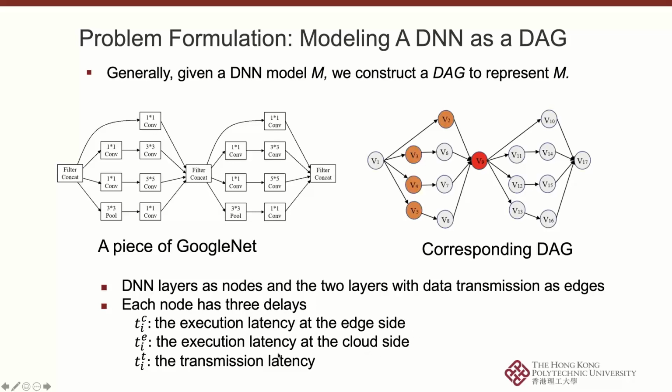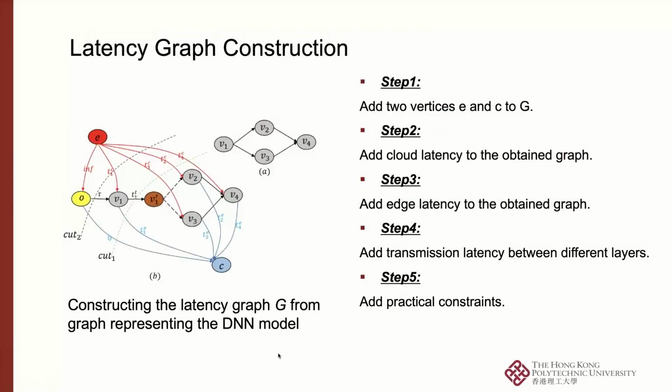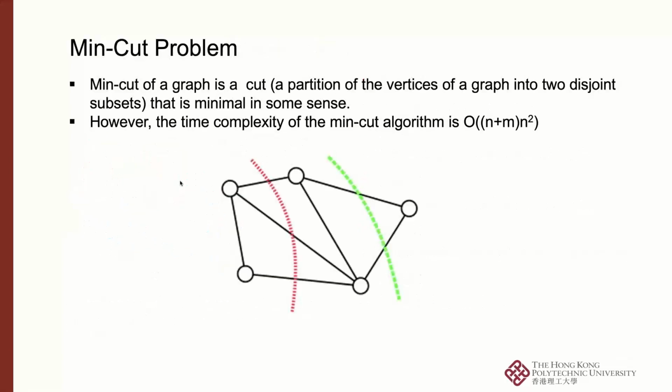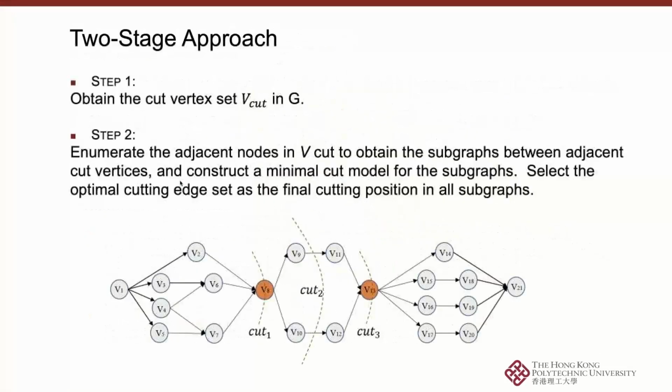Okay, so using this idea, we can construct a graph, and in the graph we assign some of the links the computational time on the cloud, some of the links the computational time on the edge, and other links connecting two nodes the transmission delay, and eventually we can find the partition. For example, the left portion will be running on the edge, and the right-hand side will be running on the cloud. This is transformed into a classical minimum cut problem, and that can be solved very efficiently.